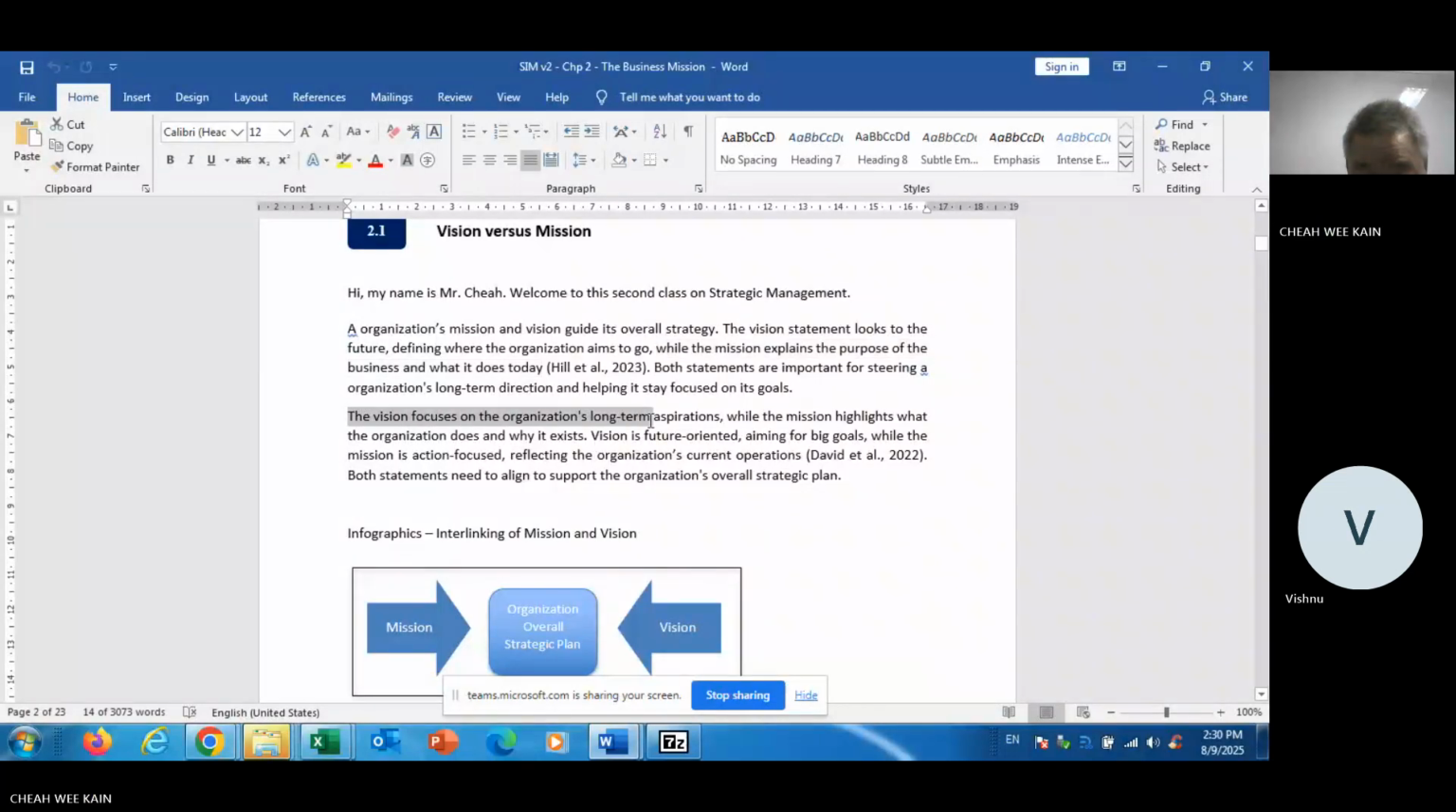The vision looks at long-term aspiration, what they do in the future. The mission highlights what it does and why it exists, what business we are in right now. So what you're doing right now and your vision may be different. Right now, you may be selling Coca-Cola. But next time people all worry about sugar, so maybe your vision next time is that there's no need to do soft drinks anymore.